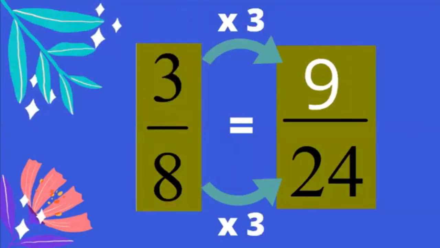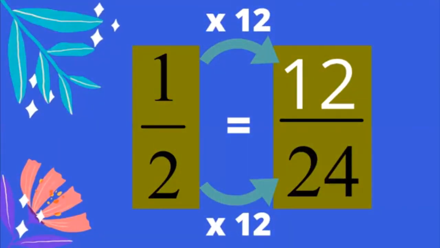Next fraction is 3 over 8. Let's change the denominator into 24. 8 times what number is 24? It turns out that 8 times 3 is 24. So since we multiply the denominator by 3, we must also multiply the numerator by 3. 3 times 3 is 9. So 3 over 8 is the same as 9 over 24.